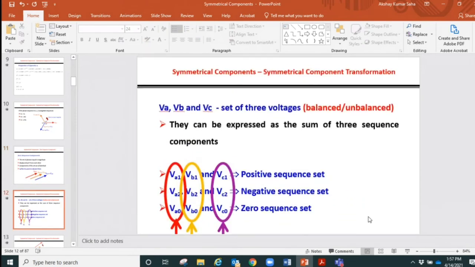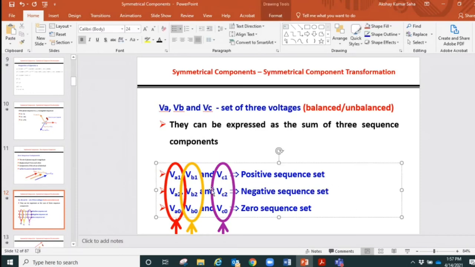Now if we want to check what happens with these three sets of voltages. First one is the positive sequence set, meaning we have VA1, VB1, VC1. And then the next one is the negative sequence set. We have VA2, VB2, and VC2. Then the last one, the common one from Fortescue's theorem, is the zero sequence set. We have VA0, VB0, and VC0. So if we add all these component voltages for phase A, we will get VA. So if we add VA1, VA2, and VA0, we will get VA.